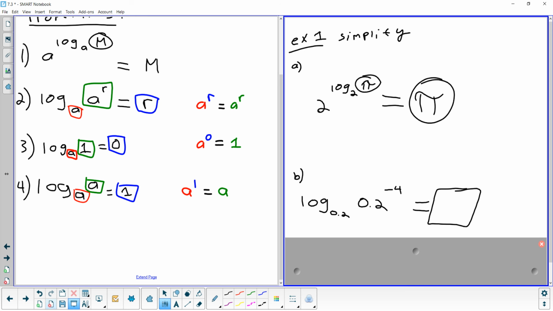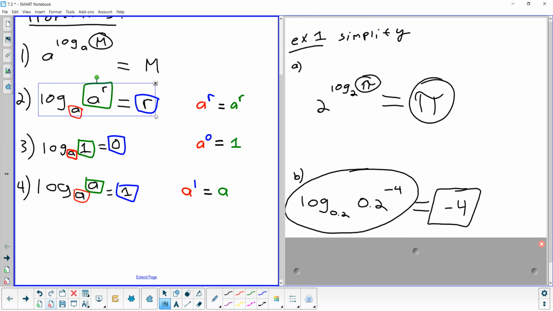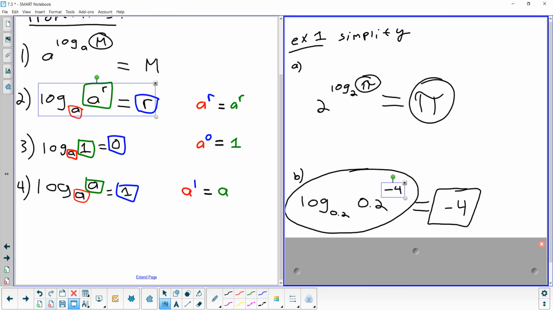What's there in property 2? What letter? A. But that's on the left side of the equal sign. We're looking for what's on the right. R. So where is my R in this? The exponent. So negative 4. Negative 4. Good. Okay, so the answer here is R. So we just have to look, okay, what's the R in my problem? And that's a negative 4. Any questions on that one?